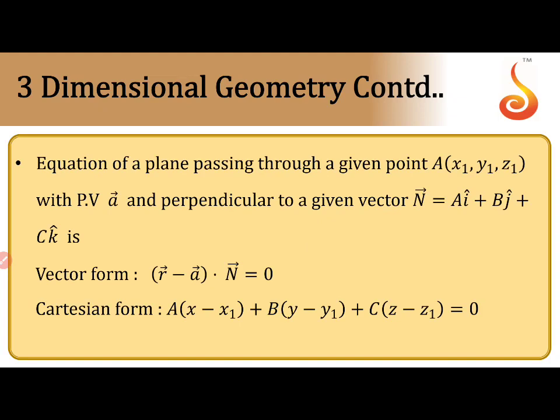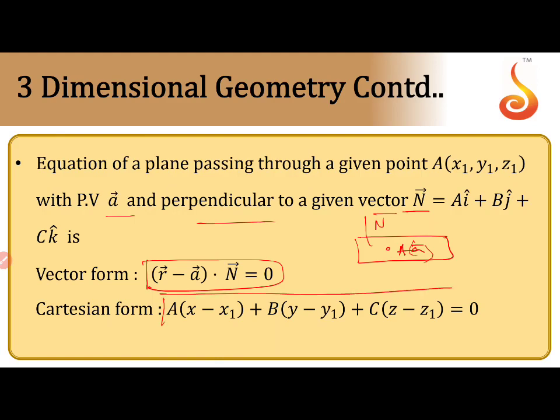Next, the equation of a plane passing through a point a bar and perpendicular to a given vector n bar is (r bar minus a bar) dot n equal to 0. This is the plane passing through a point a bar and having normal vector n bar: r minus a dot n equal to 0. Its Cartesian form is a into x minus x1, plus b into y minus y1, plus c into z minus z1 equal to 0. Here a, b, c are direction ratios of the normal.